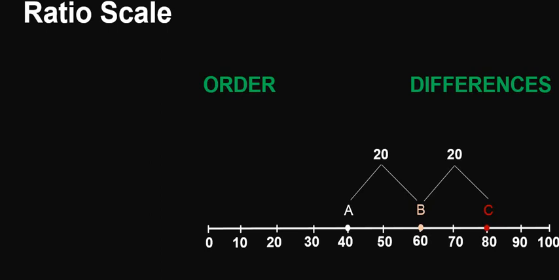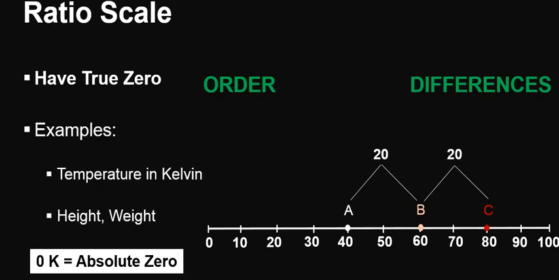Similarly, in case of height and weight, which are the commonly measured variables, these also have a true zero. For example, if we consider height as 0 centimeter, then there is nothing, right? Absolutely, it's zero. And if weight is equal to 0, then the body does not have any weight, right? So here 0 signifies absolute zero. So these are the various types of measurement scale.